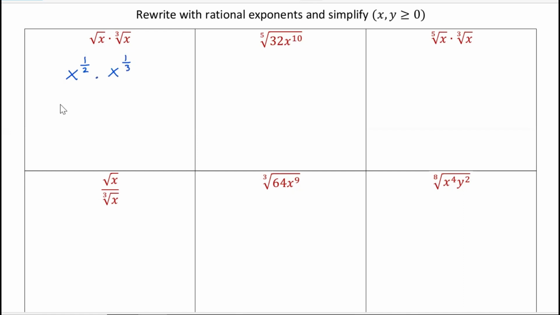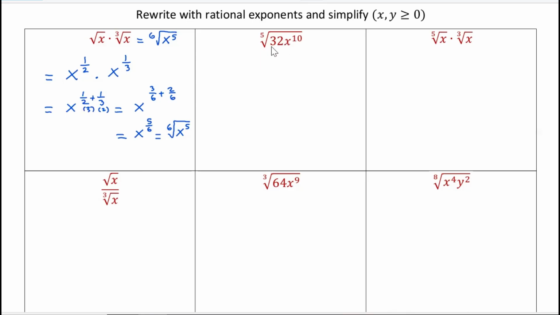When we multiply two expressions with the same base, we add their exponents. So this will equal x to the power 3/6 plus 2/6, which will add up to x to the power 5/6, which can be written as the 6th root of x to the 5th.